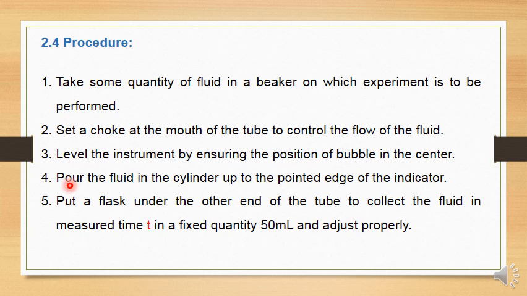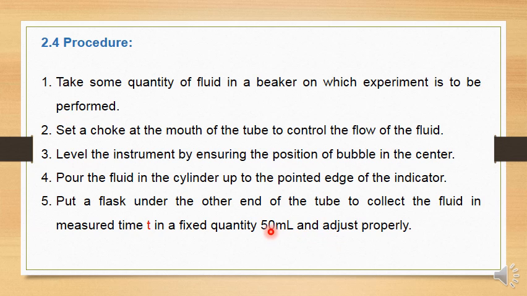Number 4 step, pour the fluid in the cylinder up to the pointed edge of the indicator. Wherever the indicator within the container is there for the initial level of the liquid, you need to just fill up to there. That will be marked on the container. Then you need to put a flask under the other end of the tube, at the bottom of the viscometer, to collect the fluid in the measured time t in a fixed quantity, 50 ml, and adjust properly.